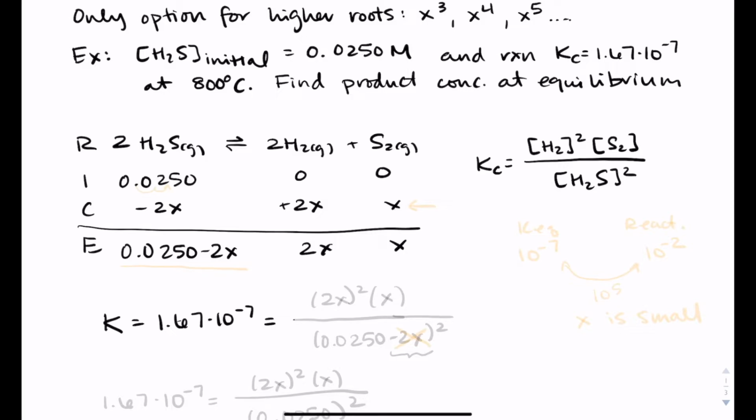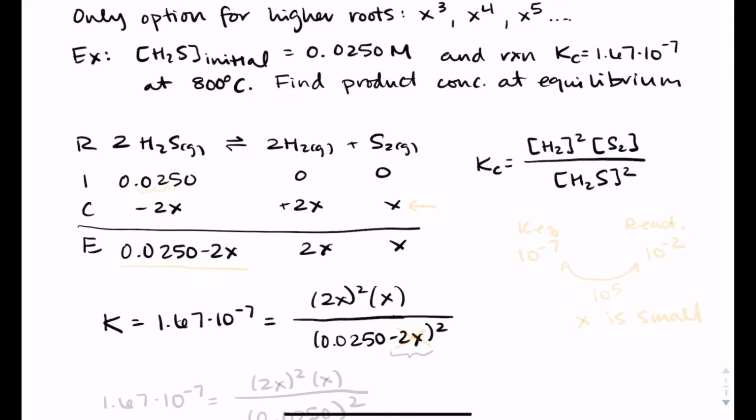If you're doing the comparison of the powers of 10, my equilibrium constant was 10 to the minus 7th. This 0.0250 is about 10 to the minus second. We're super generalizing here, but that's 10 to the 5th apart. So we can assume that x is small. What that means is that any place where you have added or subtracted x, just get rid of it.